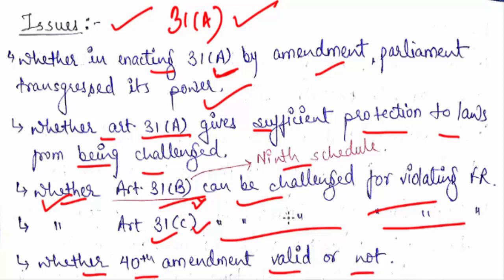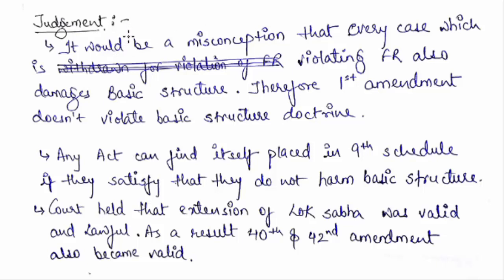So these are the issues of the Waman Rao case. And moving on to the judgment. The court says it would be a misconception that every case which violates fundamental rights also damages the basic structure. Therefore, the First Amendment doesn't violate the basic structure doctrine. I already told you that the basic structure doctrine evolved in the Minerva Mills and Waman Rao cases. So in the Waman Rao case, the court evolved the doctrine that even if something is violating a fundamental right, that doesn't mean it is also damaging the basic structure.